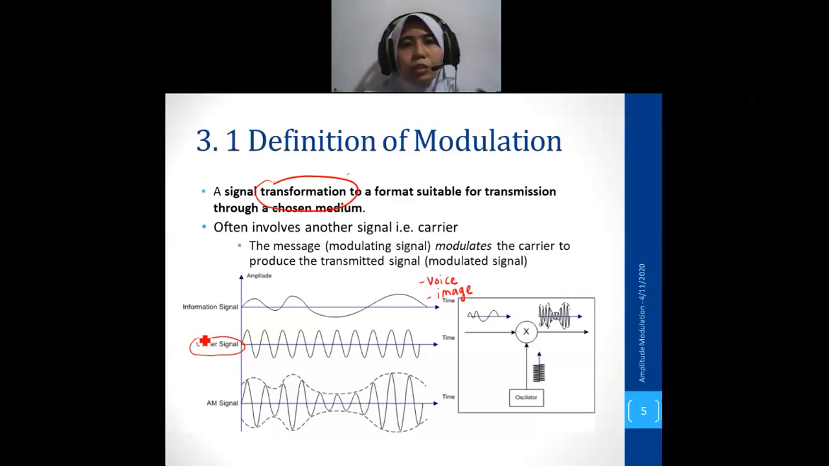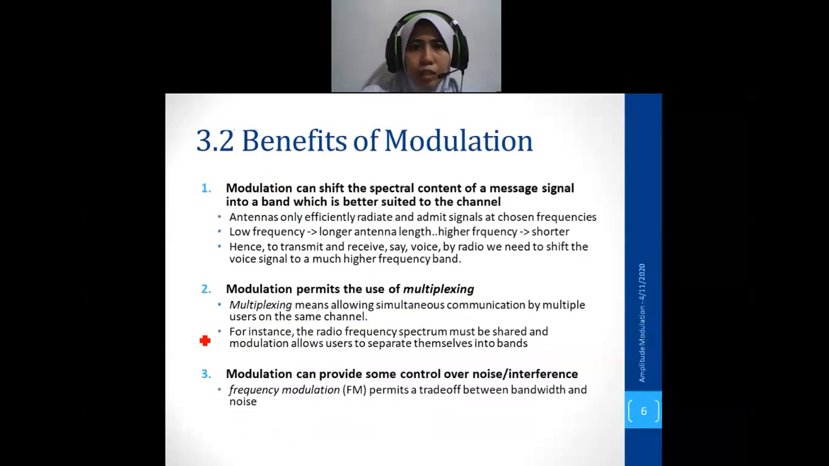You can search more about the definition of modulation. The benefit of modulation is that it can shift the spectral content of the message signal into a band which is better suited to the channel, because we have wired and wireless channels, so with modulation we can transmit using that channel. And modulation permits the use of multiplexing. Multiplexing is in the last chapter, where you will learn about multiplexing. It's more about digital modulation. And modulation can also provide some control over noise. These are the benefits of modulation.